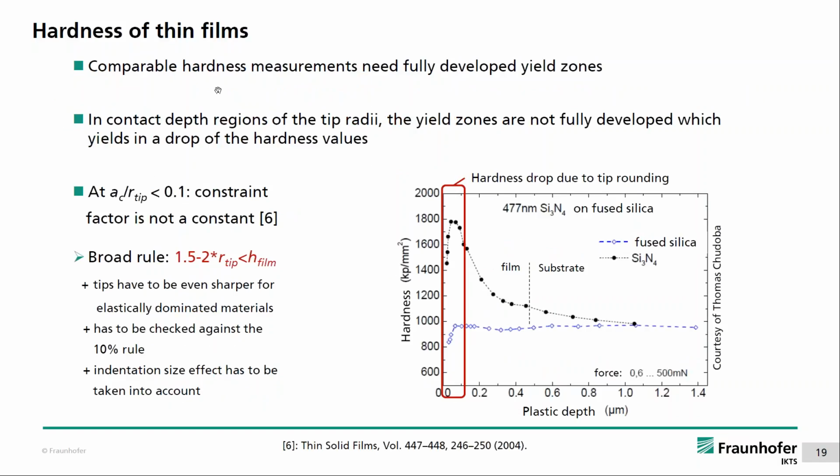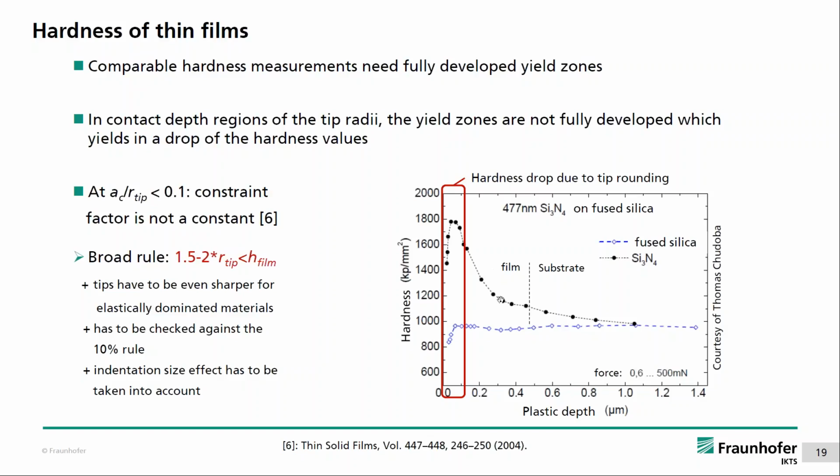And but there's another thing in hardness. Hardness is a measurement of the plastic behavior, and for this you have to have fully developed yield zones. If you have a rounded tip or even a spherical indenter tip, at very low indentation depth the yield zone is not completely developed, and then you don't get a hardness, you only get average contact pressure. And so you have to have pretty sharp tips to measure on very thin films.